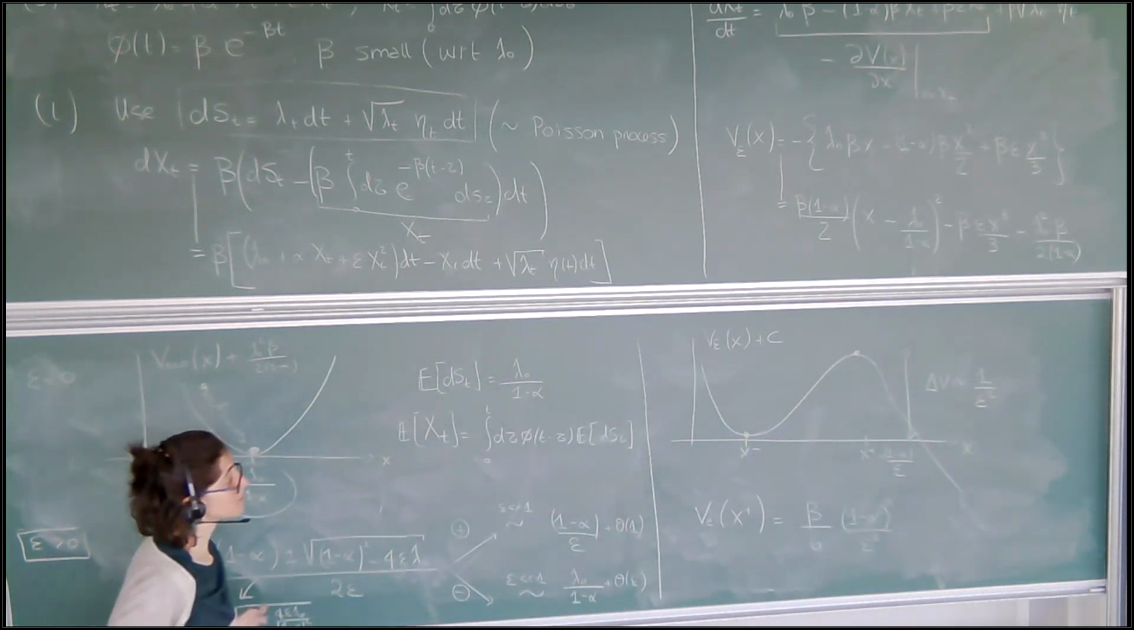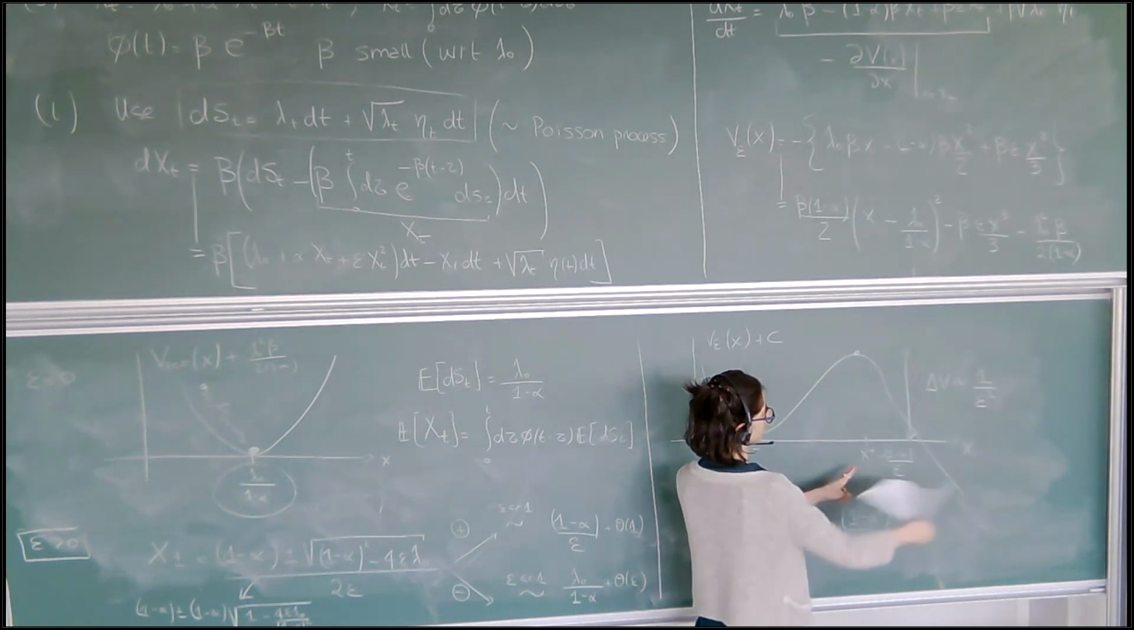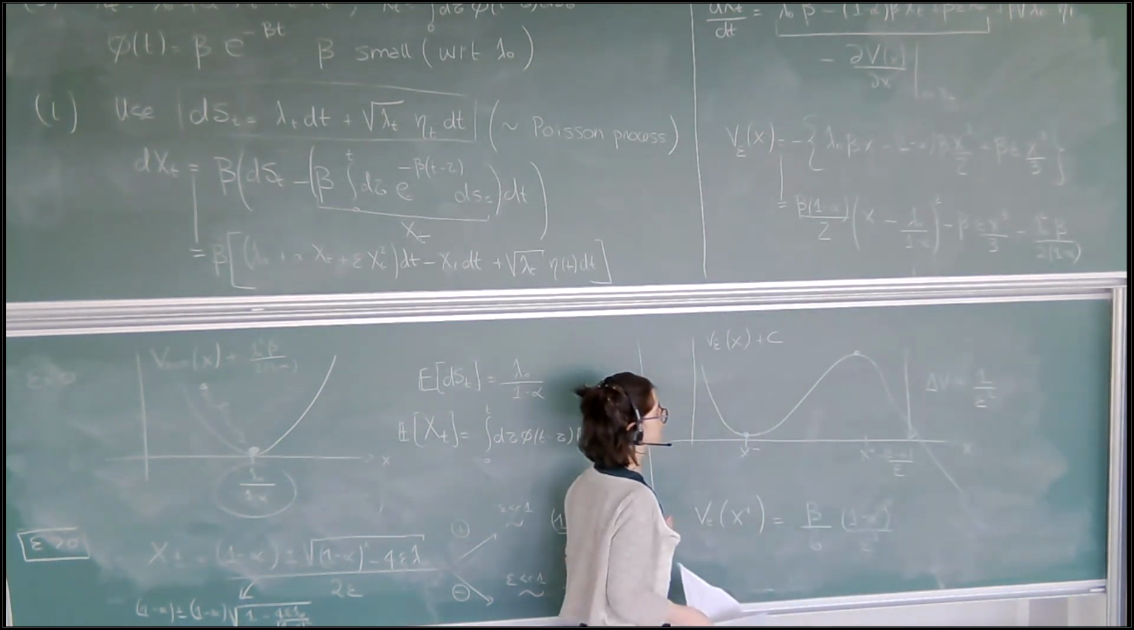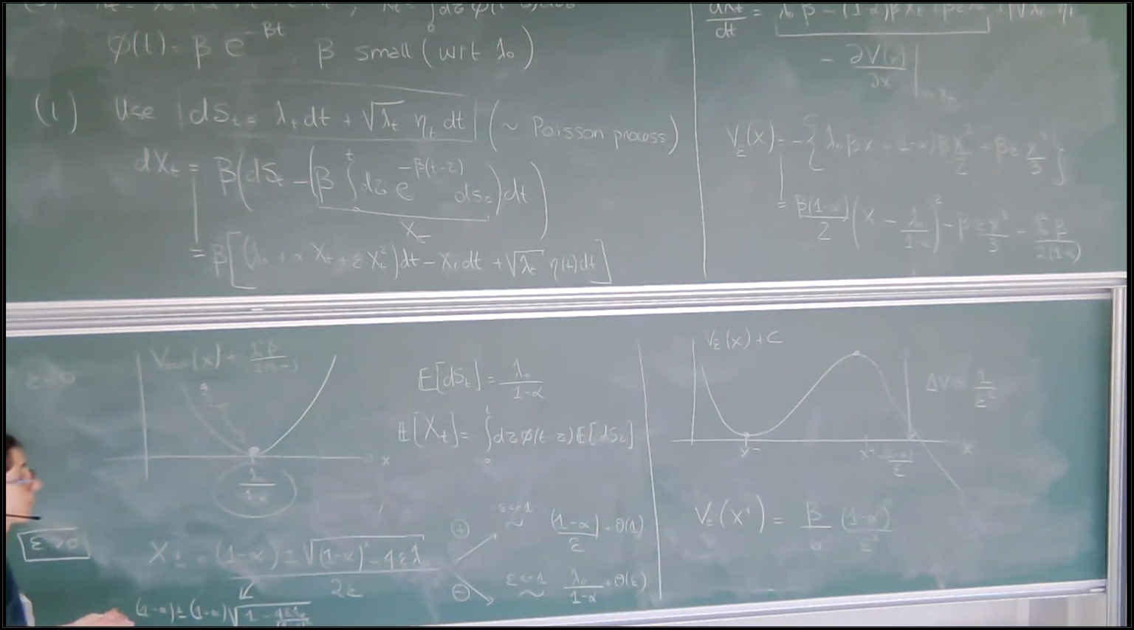And so again, what happens? You take epsilon going to 0, this x plus goes to infinity, the barrier shoots up, and you recover, as you see, the nice parabola that we had before.